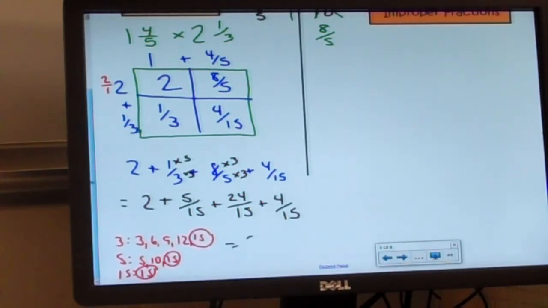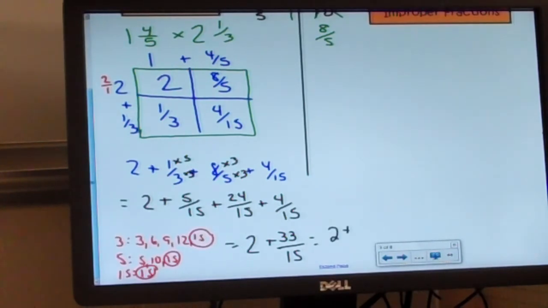So this is equal to 2 plus, how many 15ths do we have in total? We can add now. How many 15ths do we have in total? Spencer? 33. 5 plus 24 is 29. Plus 4, 33. What type of fraction is this? Chris? Improper. Can we turn this into a mixed number? Yep.